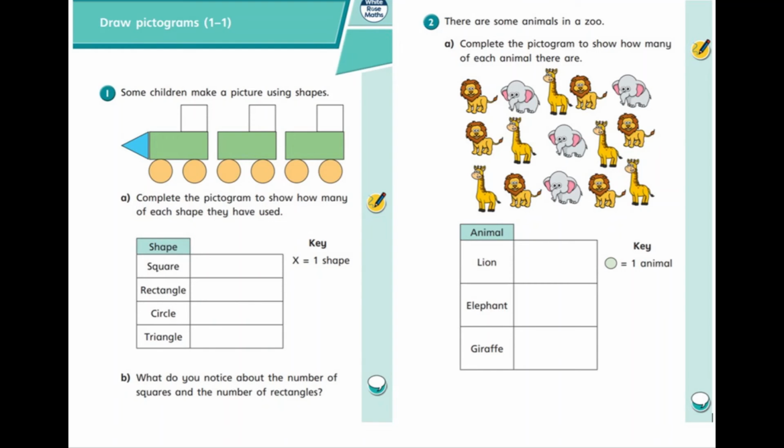So this is our bronze sheet today, drawing pictograms. So 7 children make a picture using shapes. Complete the pictogram to show how many of each shape they have used. They've used a cross today, or an X, to equal 1 shape. So count up how many squares there are and write that many crosses, and the same for the other shapes too. Then similarly for number 2, count up the lions. This time they're using a circle for 1 animal, and put the right amount in each box.